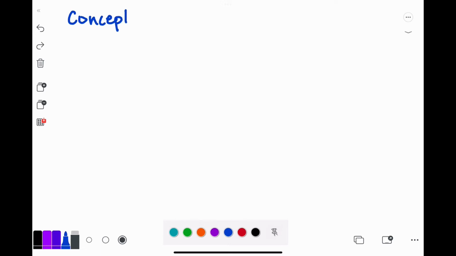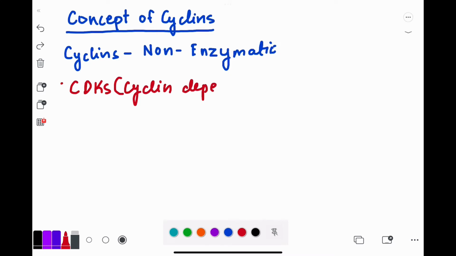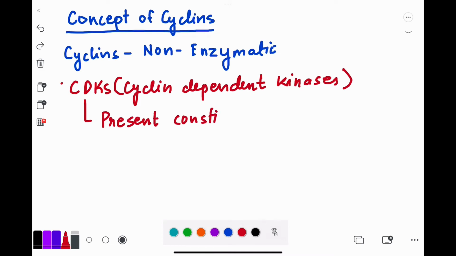Now coming to the next part, the concept of cyclins and CDKs. First, what is a cyclin? A cyclin is a non-enzymatic substance. Its main role is causing partial activation of the CDKs, the cyclin dependent kinases. The cyclins and CDKs work together. These kinases, the CDKs, are present constitutively, but they are not active.